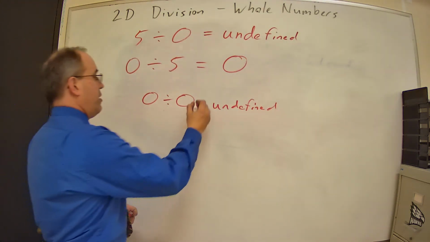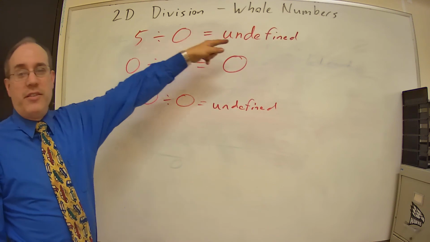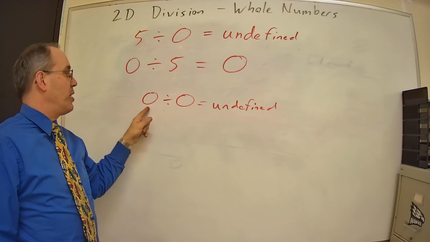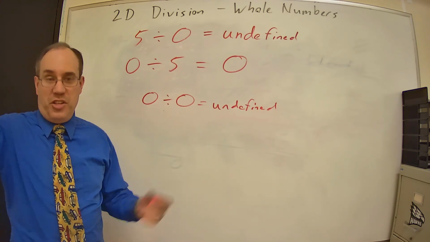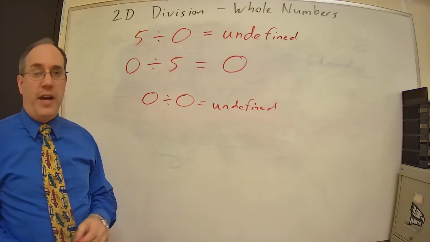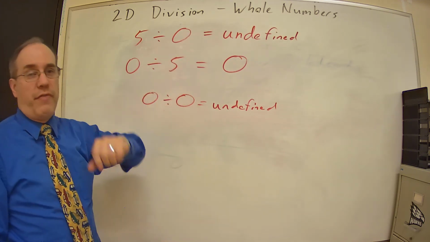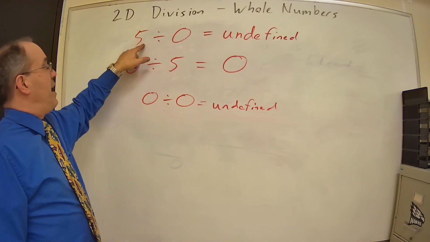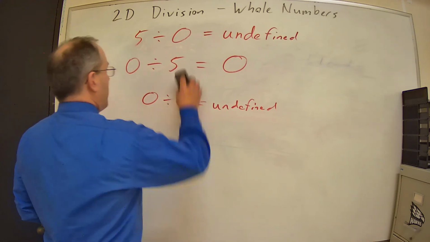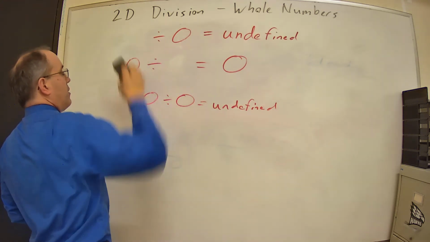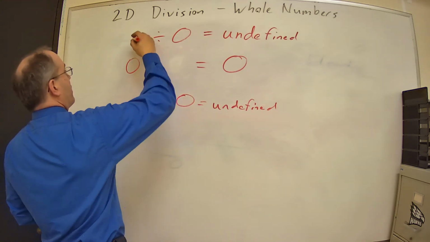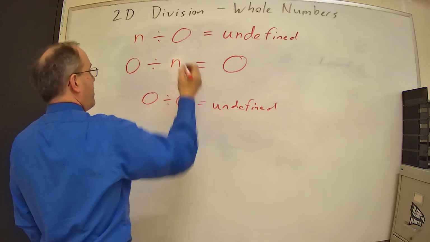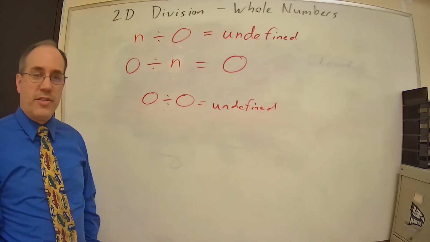By definition, we cannot divide by 0. Any number divided by 0 is undefined. So don't look at 0 divided by 0 and go, that's going to be 1 because it's the same thing. It's undefined. Anytime you divide by 0, it's undefined. And you also run into a paradox here. I'm just going to use a variable, a letter, because it's true for anything. Any number n divided by 0 is undefined. 0 divided by any number n is going to give us 0.